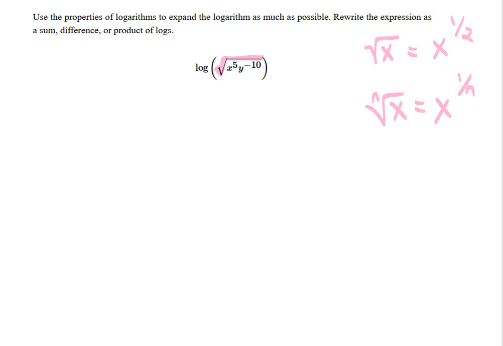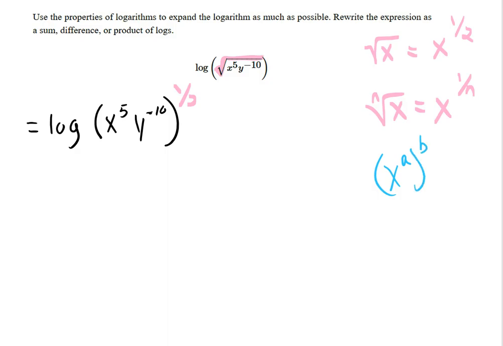So I am going to start by saying that this is the log of the x to the 5th, y to the -10th raised to the 1/2 power. But then I've got powers to a power, so if you have an x to the a that is raised to the b, that is x to the a times b.